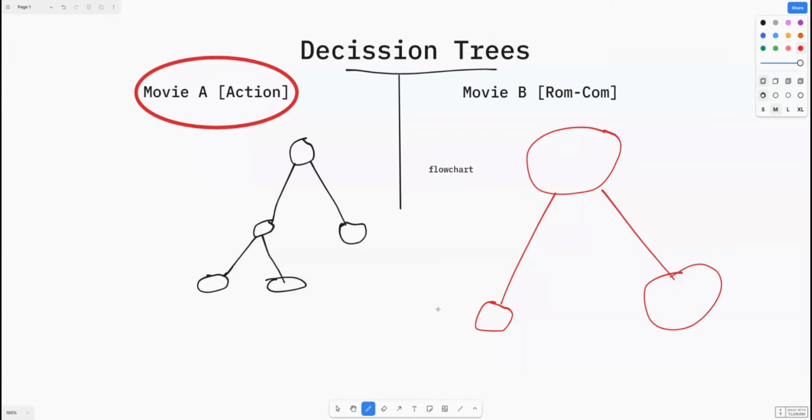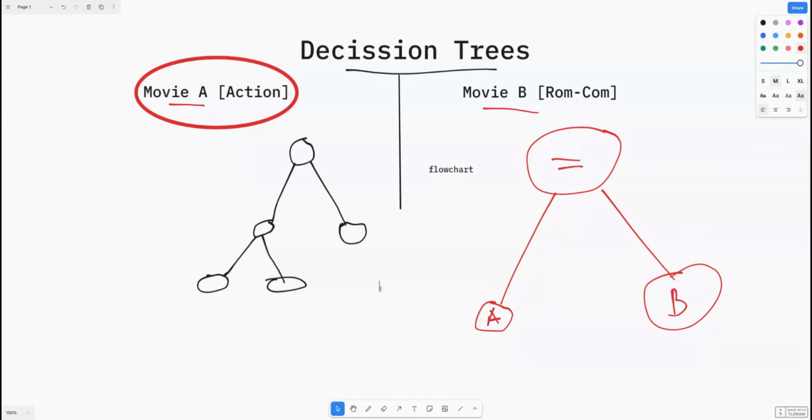You can think of this as choosing something to watch. If it is a movie, you can be choosing between an action movie or a rom-com movie, and you're going to have branches. If this is the main decision that you need to make, here you're going to have your movie A and movie B that you want to choose from. And here's where decision trees are so powerful in such cases, and even many other cases like that.